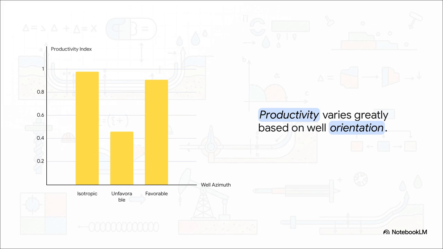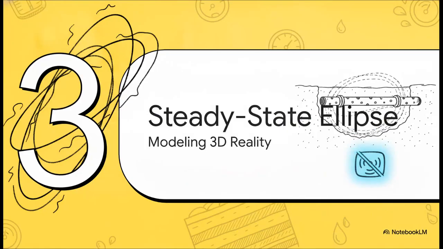And if we look at the numbers from Economidas' model, the stakes become crystal clear. Orientation is absolutely everything. Let's say you have an isotropic reservoir, meaning it acts the same in all directions. You get a solid productivity index of 0.98. Awesome. But if that rock has a grain and you drill the wrong way, what engineers call an unfavorable azimuth, your productivity absolutely tanks down to 0.46. You are literally losing more than 50% of your production just by drilling in the wrong direction. But if you measure the stress first and drill perpendicular to the maximum permeability, boom, you're right back up to a 0.91 index. So that brings us to part three, steady state, the ellipse.